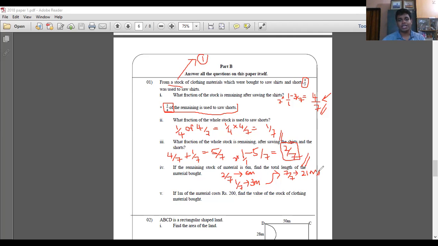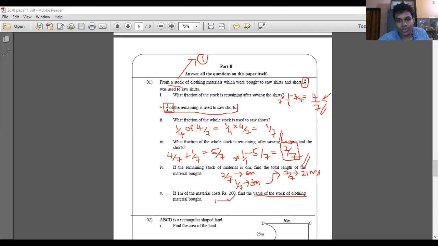If 1 meter of the material costs 200 rupees, find the value of the stock of clothing material bought. They say 1 meter is 200. They are saying find the value of the stock of clothing, that is the full whole unit. We found 1 meter earlier, and now it is 21.